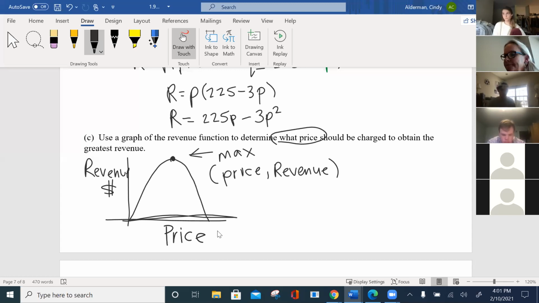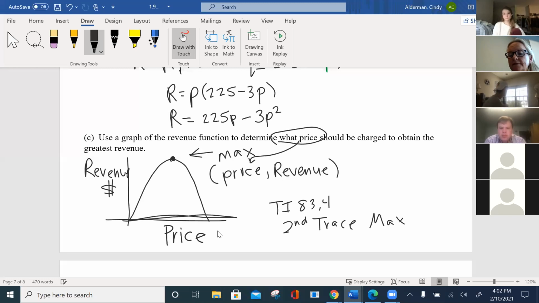What do you guys think? X. Yeah, definitely the x, right? Because it's here. So if you found this max, you can do this. You can either use Desmos to do this, or if you have a TI-80 something, you could use the second trace button and then choose max.